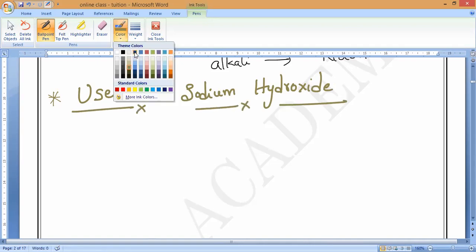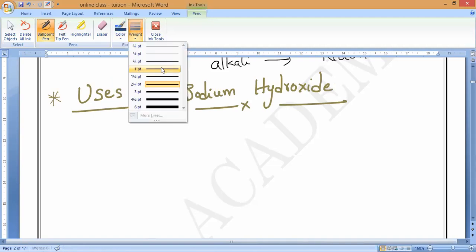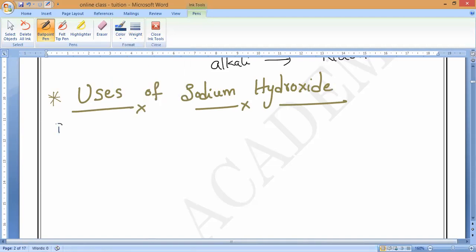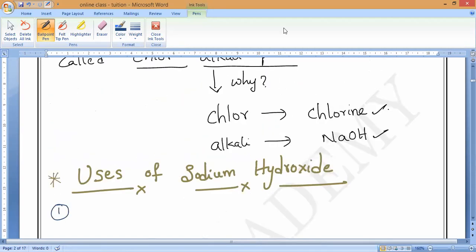Shall we start? So, the first one. Sodium hydroxide is used for the major things which you are using every day. How many of you are using soaps and detergents? Detergents for washing clothes, soaps for our body. Is it yes, guys? Everybody respond. So that is the first use.